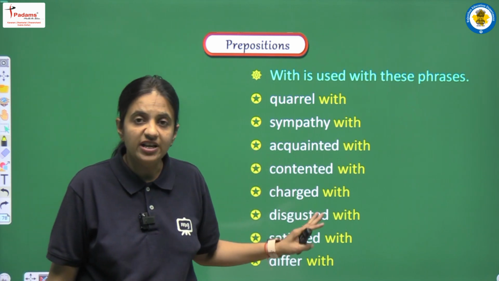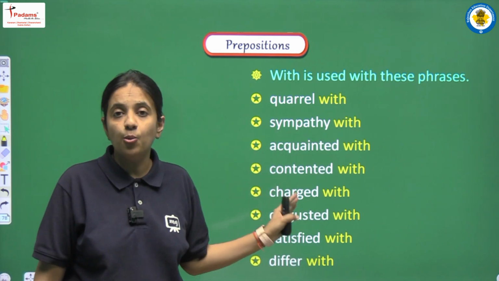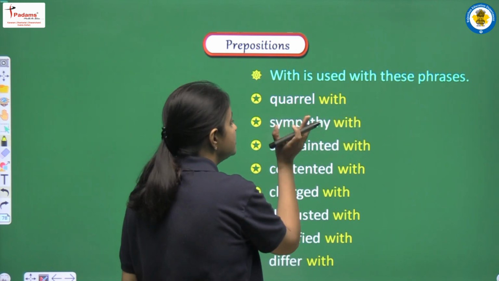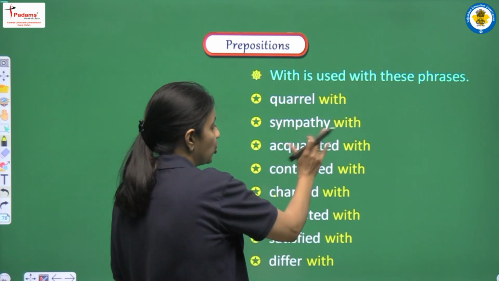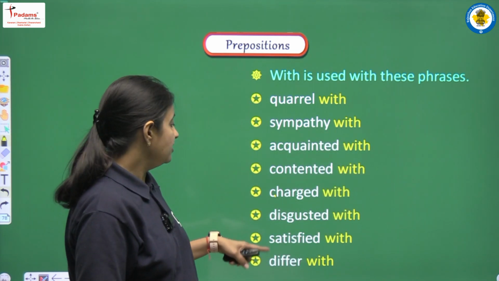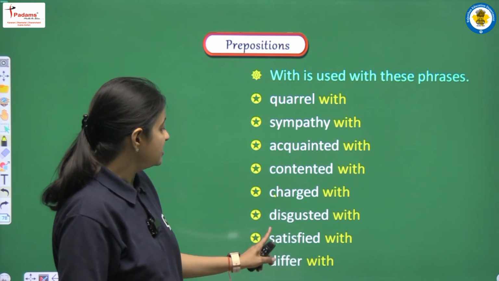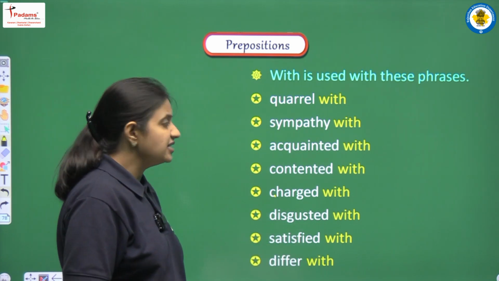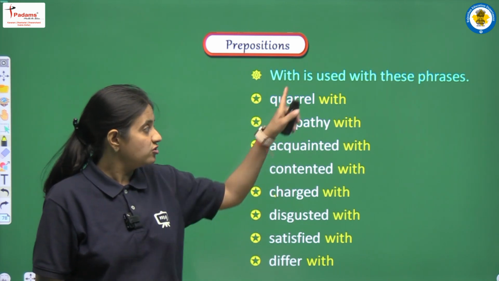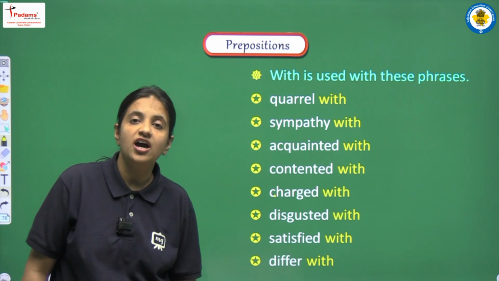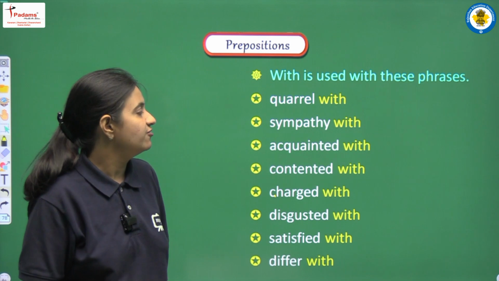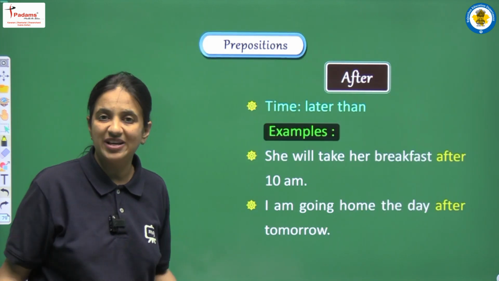Why? Because "with" is always used with these words. So let's read. First of all, we have quarrel with, then sympathy with, acquainted with, contended with, next is charged with, then disgusted with, satisfied with, and the last one is differ with. So they are known as fixed expressions. Why? Because "with" is always used along with these words. So this is the reason we can say that they are fixed phrases, fixed expressions.